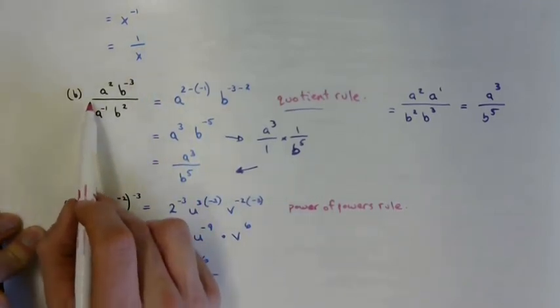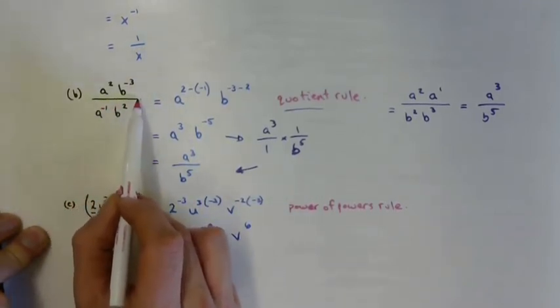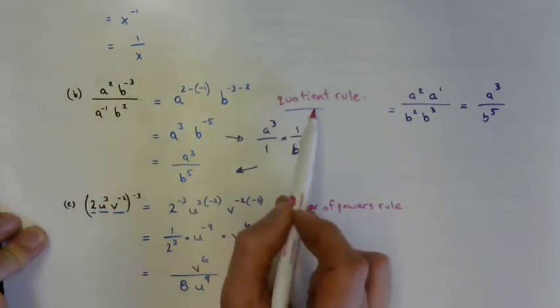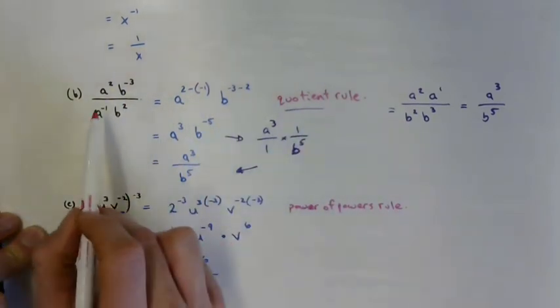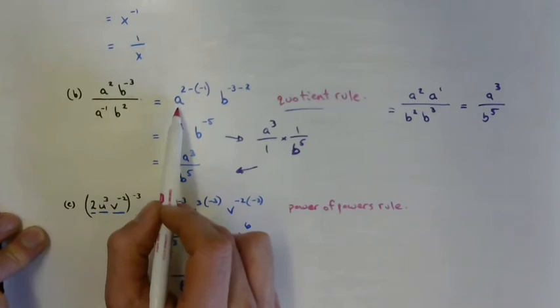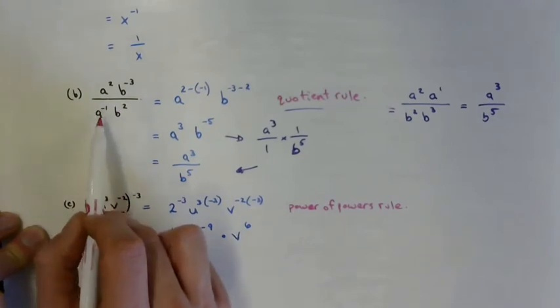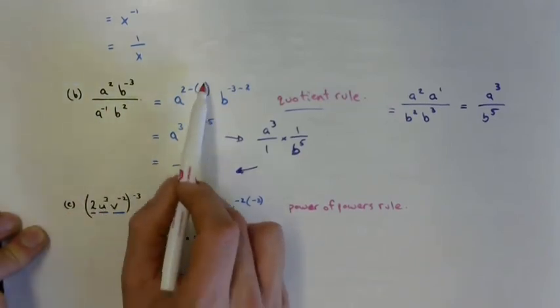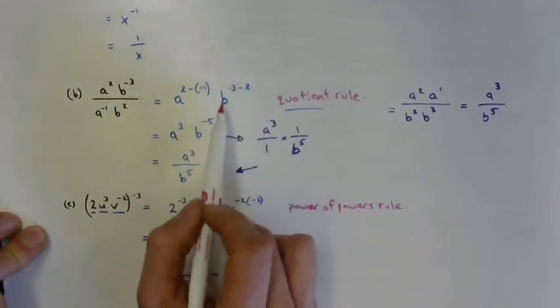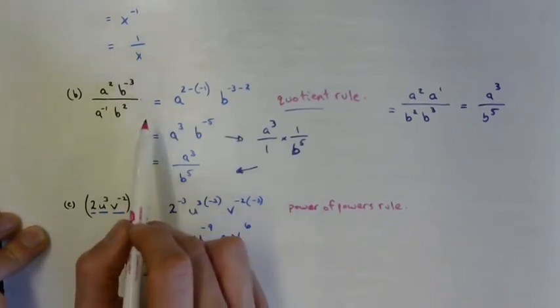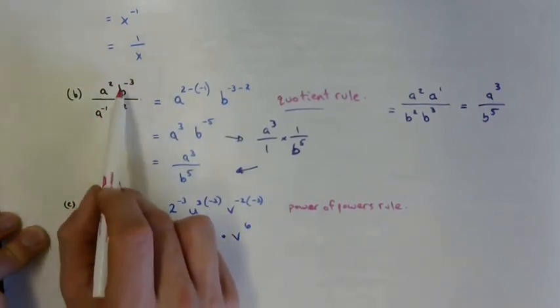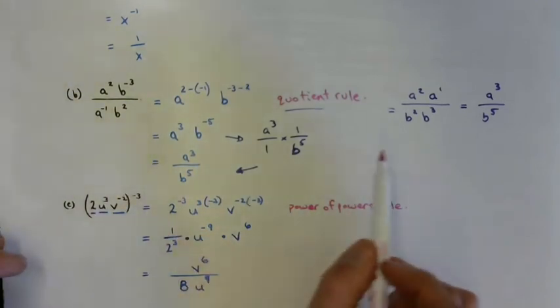Here we saw a division line. Okay, that meant that we were going to be using the quotient rule. The quotient rule says if you have the same base, you can just subtract the exponents. And because we're dealing with multiplication and division, you could focus just on the a's and just on the b's separately. Okay. Another way to make that clear is that I could have rewritten this whole thing like I did over here.